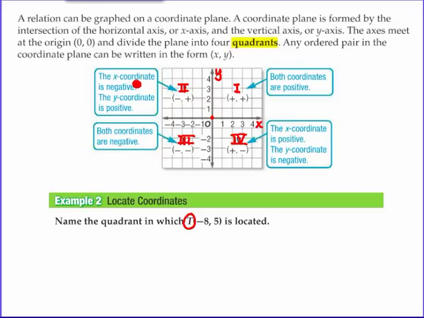What quadrant is that? 2. So your answer would be 2. That's it. Think you can handle that? That should be review as well. Let's look at the next one.